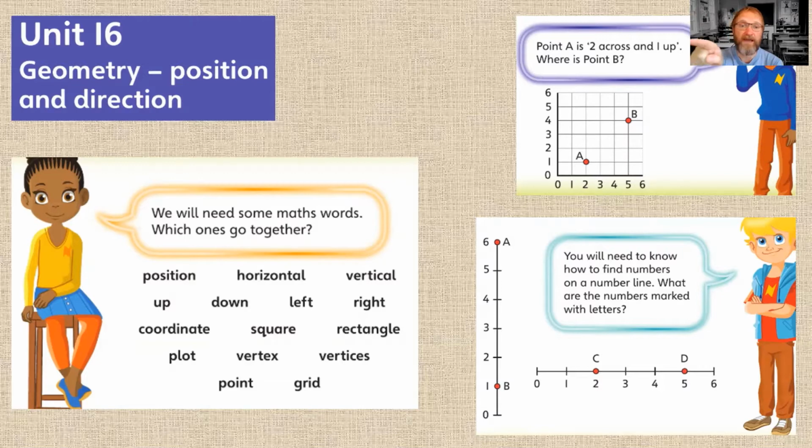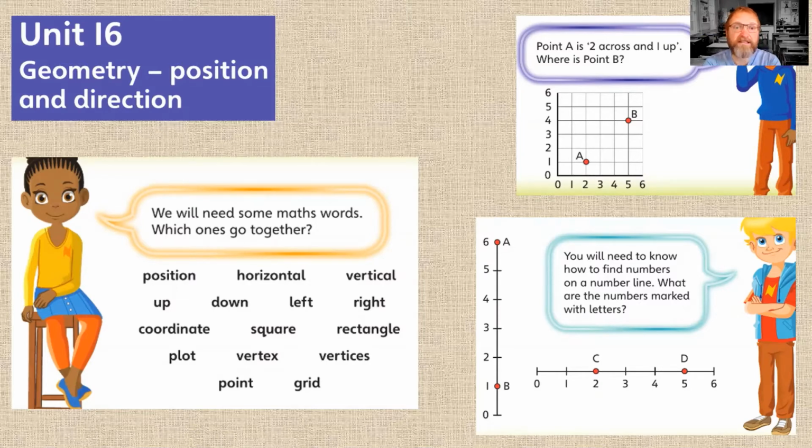Horizontal means to go left and right or east to west. Vertical means to go up and down or north and south. I think we know what up and down means, and left and right. So think about if you're left-handed or if you're right-handed. That will tell you your left and your right.